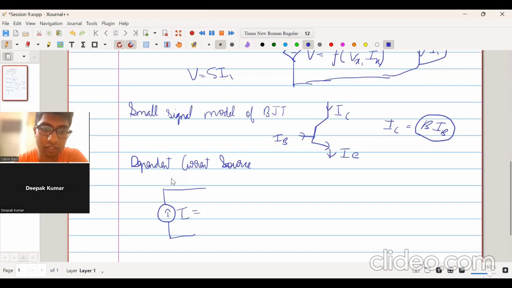This current will be a function of some voltage in the circuit or some current in the circuit. So this is the concept of a dependent current source. They're not independent. If you see V equal to phi into I1, and I1 is equal to zero, then the voltage generated will be equal to zero. That's why they are called dependent sources.